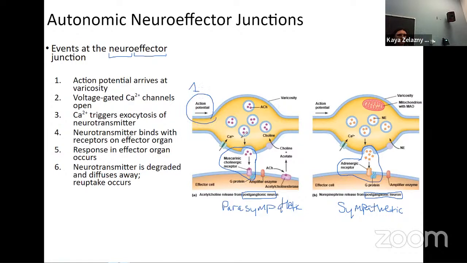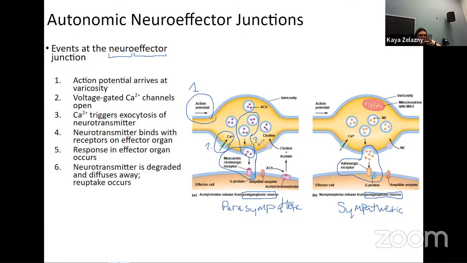And just like in our synapses, this voltage change, this change in the membrane potential, flips open our voltage-gated calcium channel. So calcium, just like it wanted to come into our axon terminal, now wants to come into our varicosity, because that has to do with the electrochemical driving force. It's going to trigger the exocytosis of the neurotransmitter. So it's going to trigger these vesicles docking onto our membrane and releasing that neurotransmitter. That's number three.